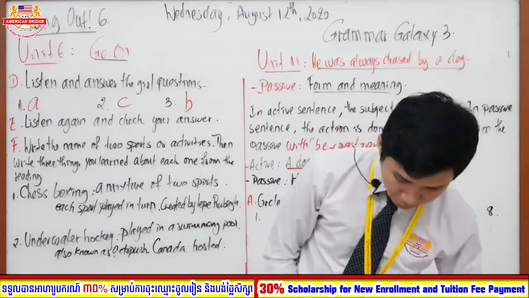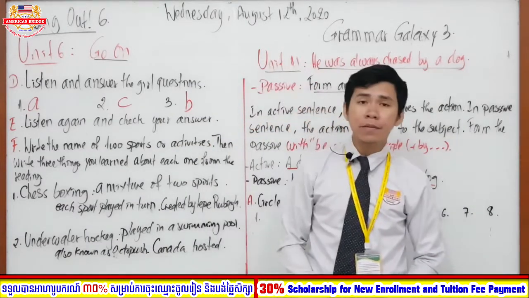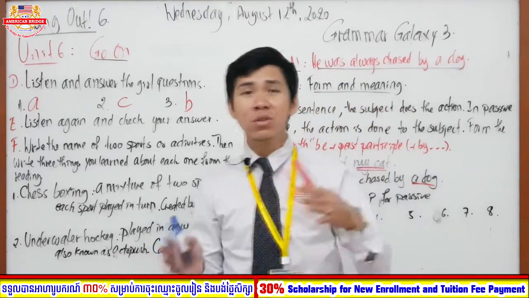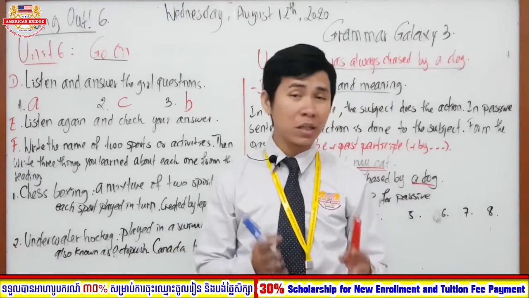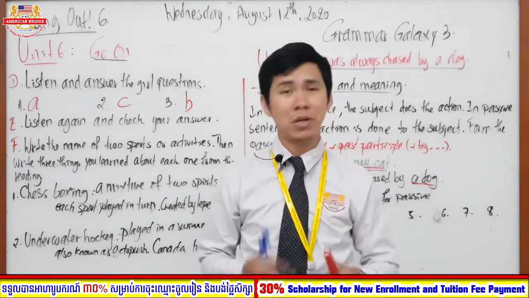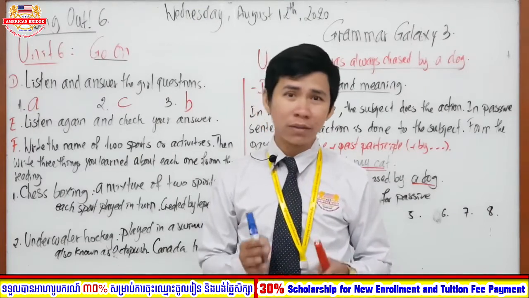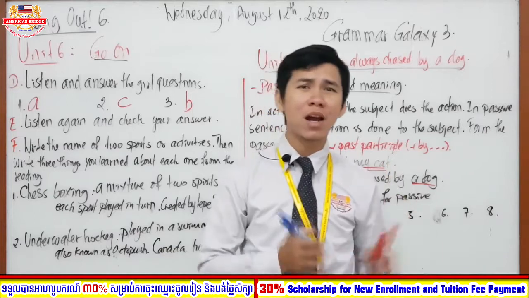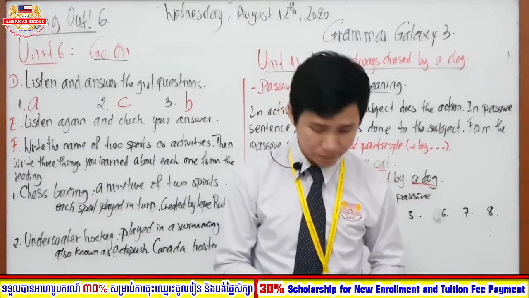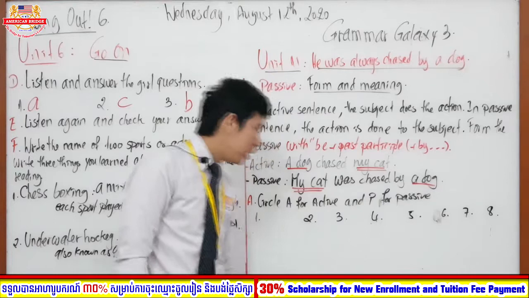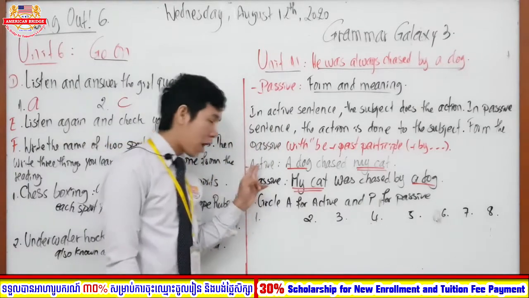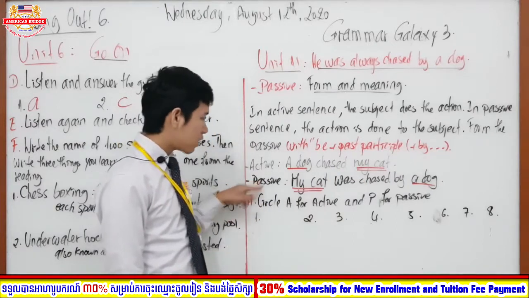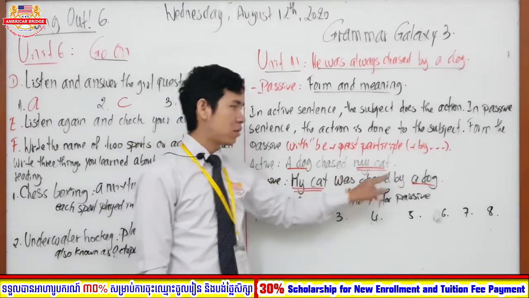Okay, right. So here, I believe that everyone knows the way of changing from active voice to passive voice, because as I remember in our Hangout 6, I used to teach you about this as well. So I believe everyone knows each part of the passive statement quickly and clearly. Here is an example. Active: a dog chased my cat. Passive: my cat was chased by a dog.